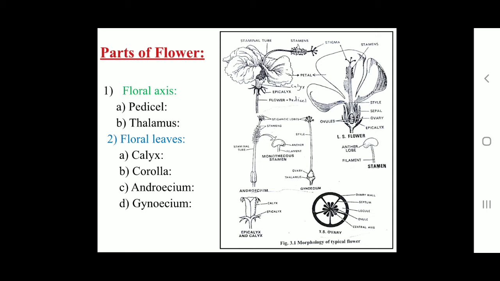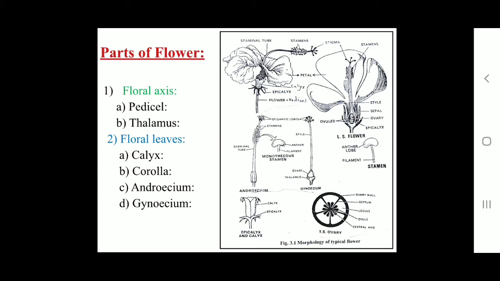Then next floral leaves, that is corolla. It is the second whorl of the floral leaves and the leaves are called petals. Petals attract insects and birds for pollination. They also protect the inner two whorls. Example, hibiscus. Calyx and corolla are called non-essential or accessory whorls of the flower.